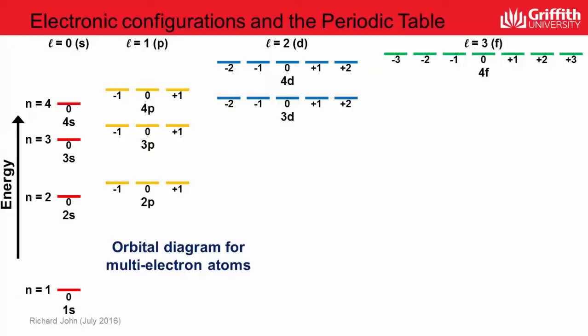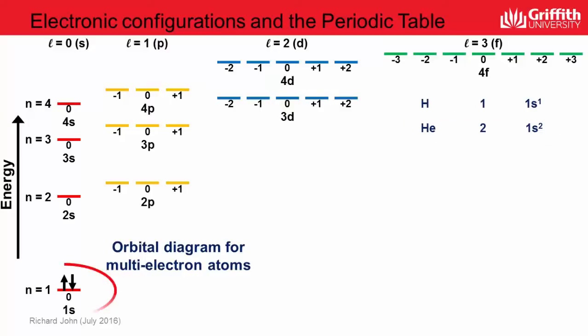Now let's examine this idea a bit more closely as we fill successive subshells in the orbital diagram for multi-electron atoms. We'll start with the first electron, which represents hydrogen, and it has an electron configuration of 1s1. Adding a second electron results in the orbital diagram for helium with an electron configuration of 1s2.